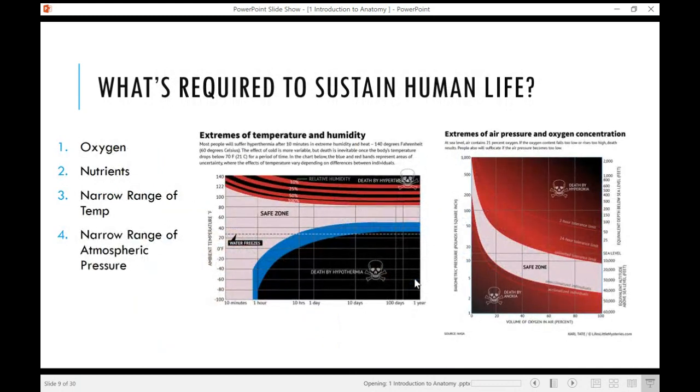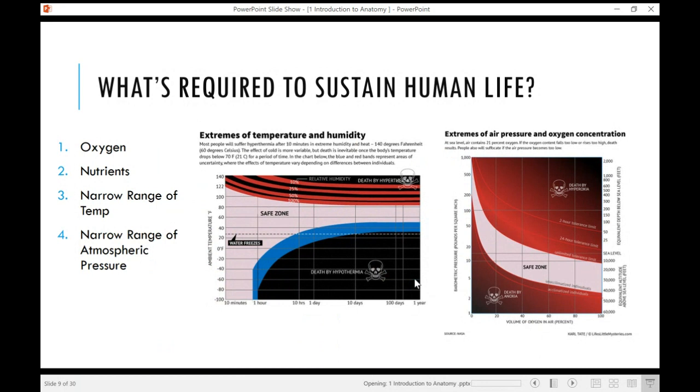So what's required to sustain human life? We need oxygen. Obviously, when we breathe in, we're taking in oxygen. That oxygen can be used by the cells within our body. They do what's called cellular respiration, and that's how we get the energy out of those cells. The oxygen is what's called the final electron acceptor.